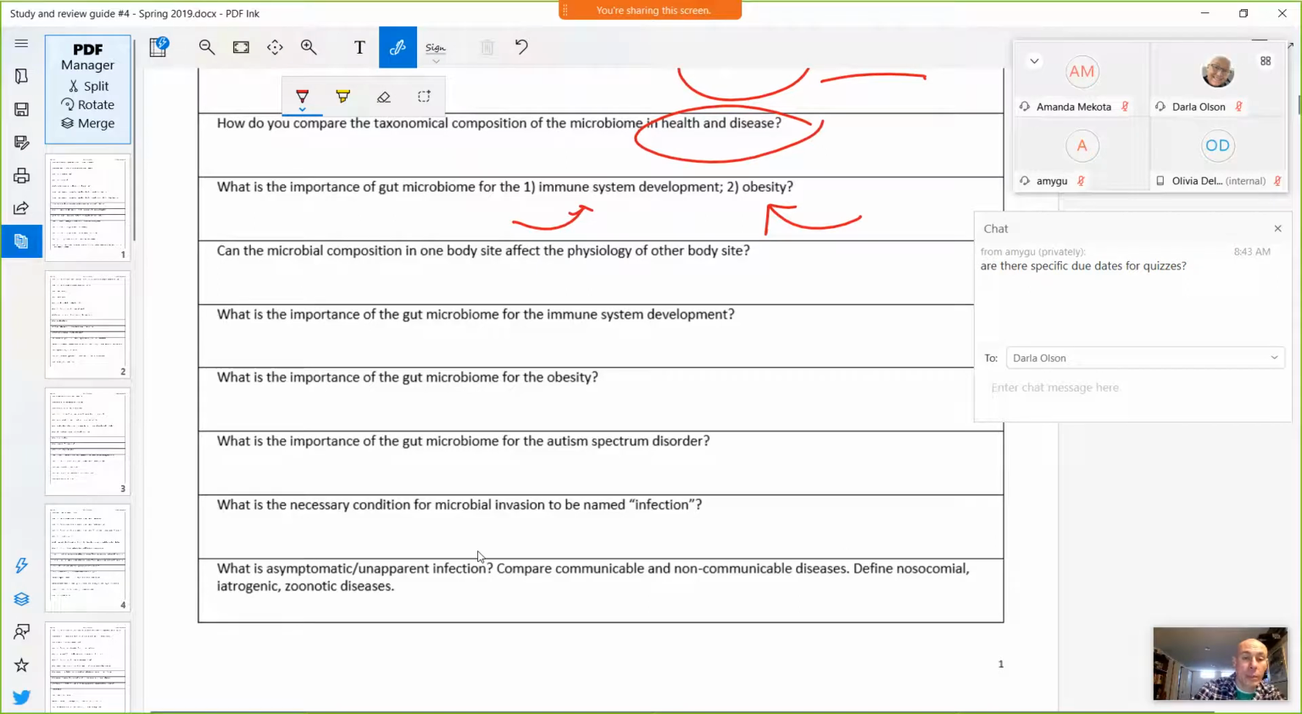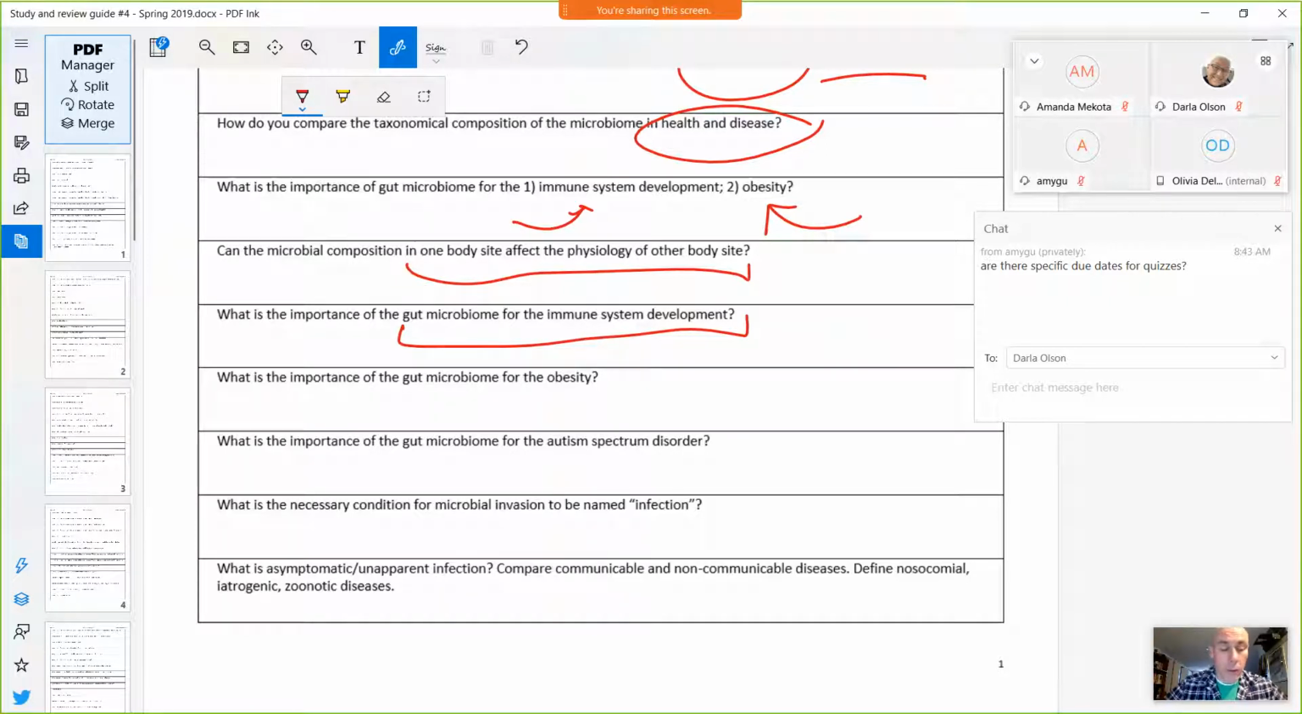So can the microbial composition in one body site affect the physiology of another body site? The short answer is yes. We mentioned that when we talked about the role of the microbiome in autism spectrum disorder. So gut microbiome, specifically, immune system development. We mentioned that probably the normal, well, define normal, but the gut microbiome heavily influences the development of the immune system in humans and in mice.